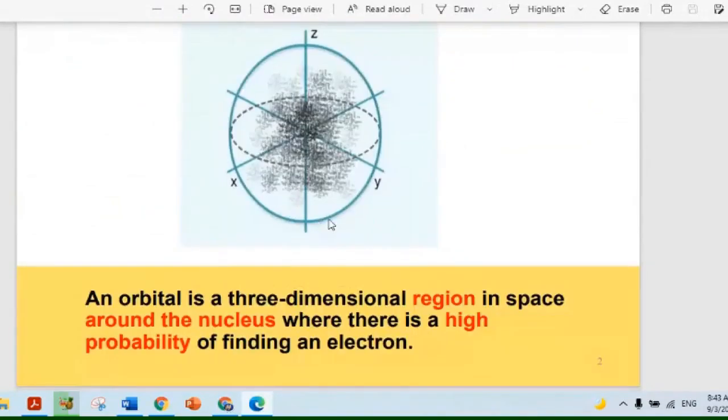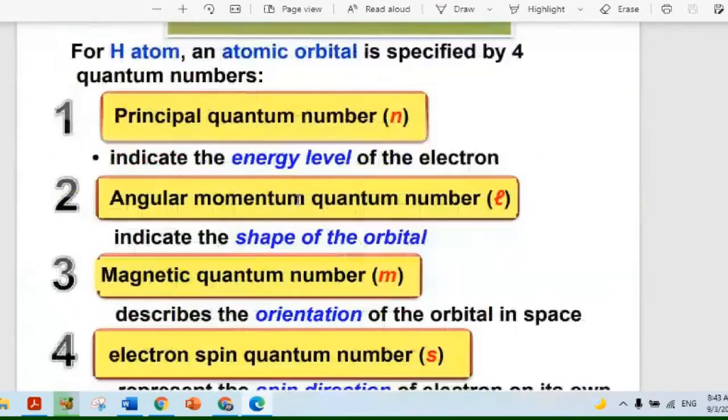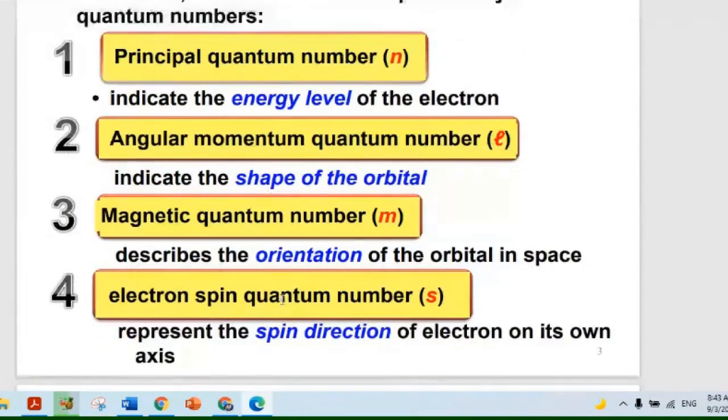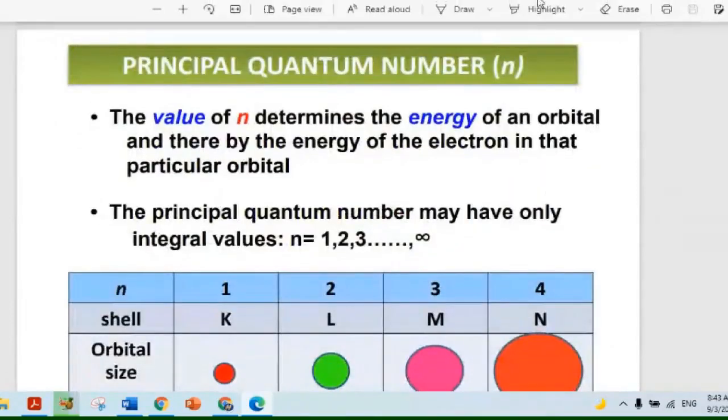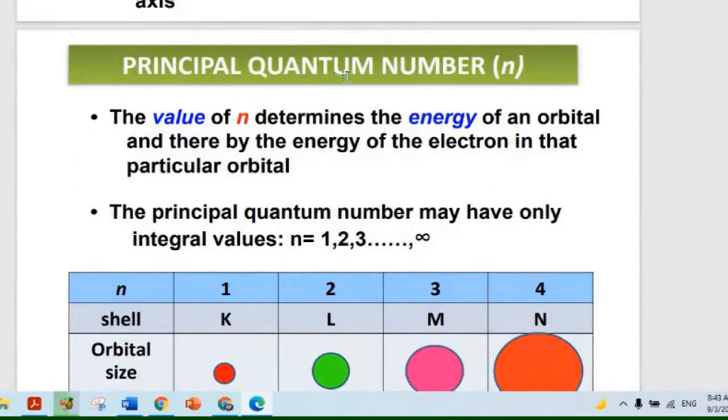So for orbital, you have to know the definition. And then quantum numbers, there are 4: n, l, m, s. You must know the function of each quantum number. I just have a quick review with you all. Actually, you should know already, because I share the video with you all.